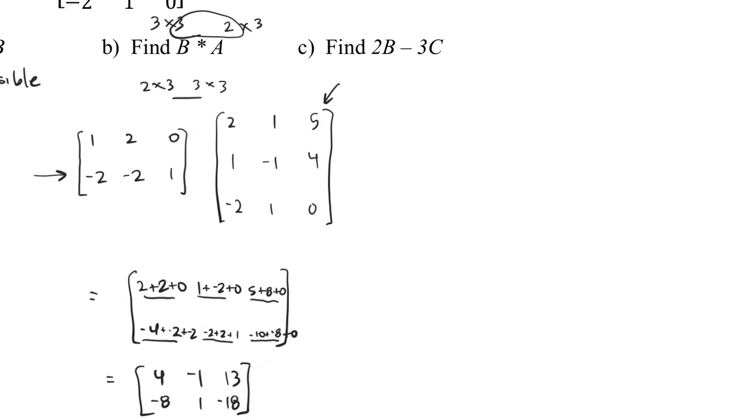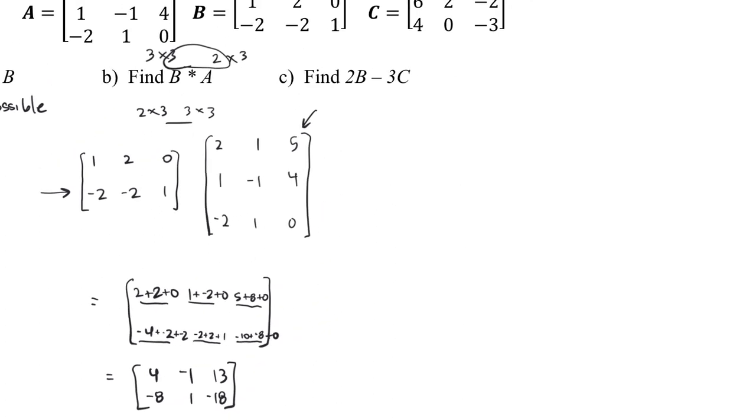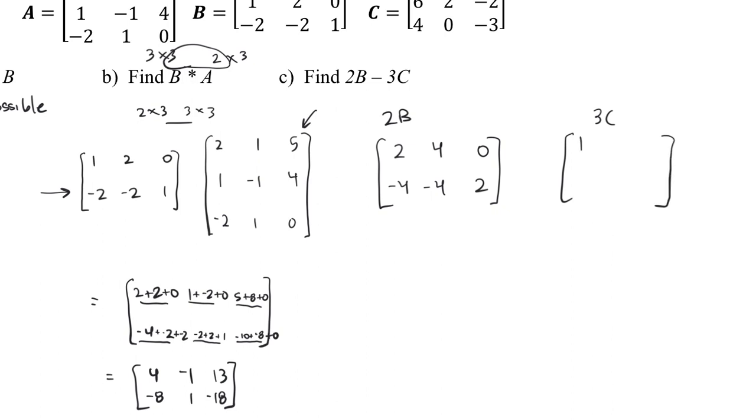For part C, 2b means all of the entries of matrix B here multiplied by 2. So 2b becomes 2, 4, 0, negative 4, negative 4, and 2. And then similarly with 3c, that's all the entries of matrix C multiplied by 3. So that's 18, 6, negative 6, 12, 0, and negative 9. And then we're going to subtract.